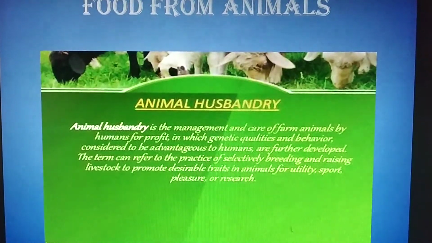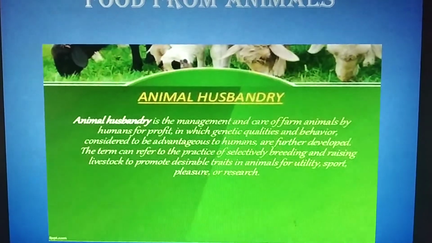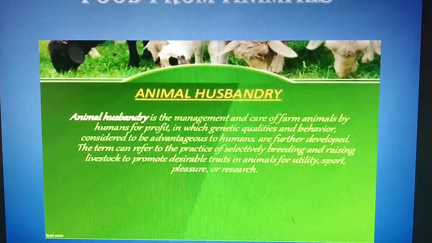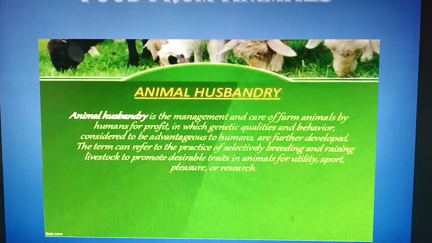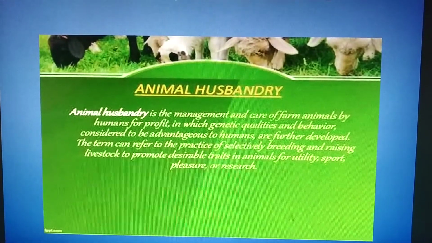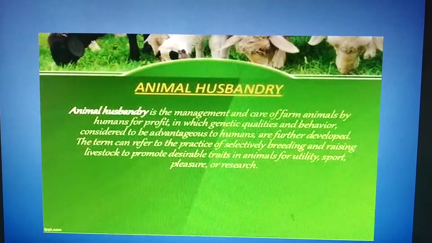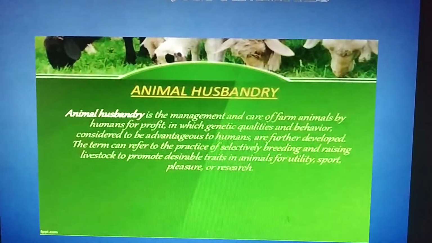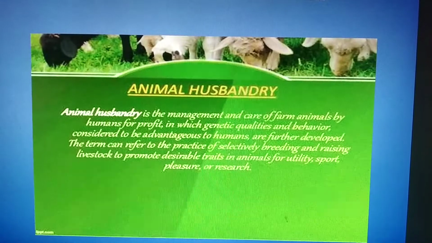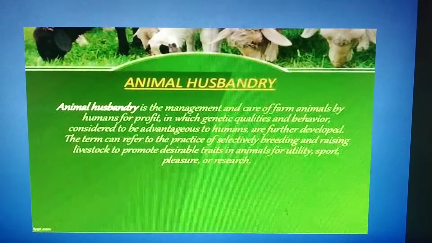So what is animal husbandry? Animal husbandry is the management and care of farm animals by humans for profit, in which genetic qualities and behavior considered to be advantageous to humans are further developed. The term can refer to the practice of selectively breeding and raising livestock to promote desirable traits in animals for utility, sport, and pleasure. Means animals are reared for the personal benefit of human beings, and all the mentioned things are considered important for the proper caring of the animals and for their profit.